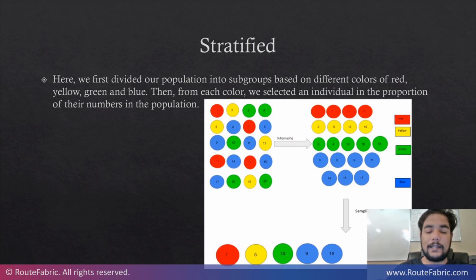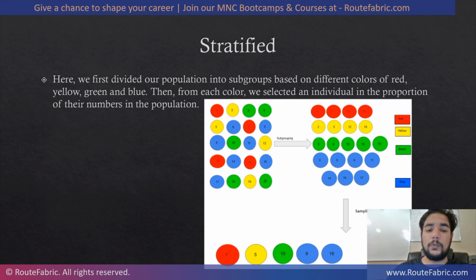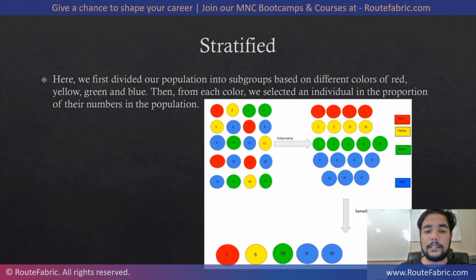Next up, in probability sampling, we have stratified sampling. Stratified sampling, unlike simple random and systematic sampling, has two steps. First, we divide our population into subgroups or different classes. After we divide our population into subgroups, then we pick from each color. The amount of events we pick from each color depends on the proportion of their numbers in the population. As we can see in the example, blue has more events, so that's why we take 2 events from blue, whereas from red, yellow, and green we only take 1 each.